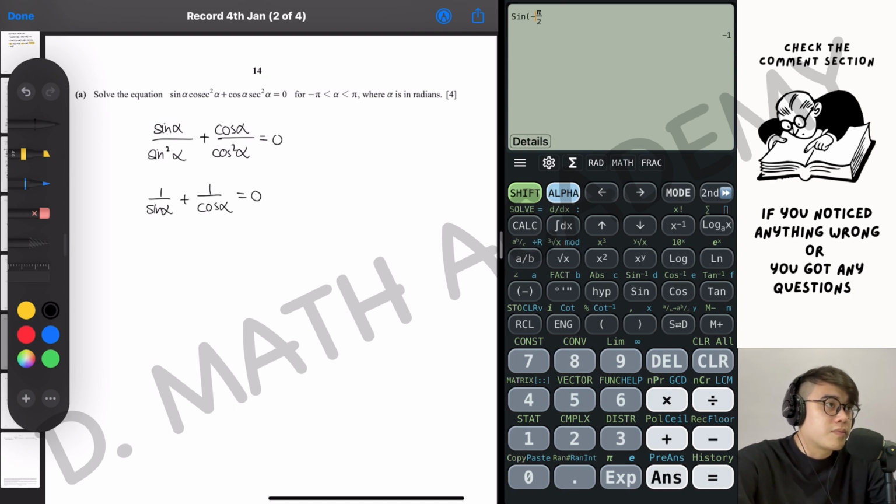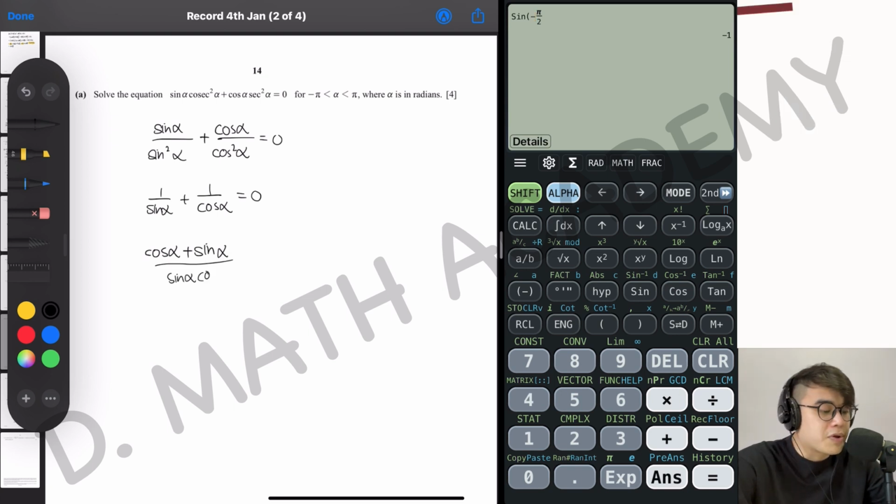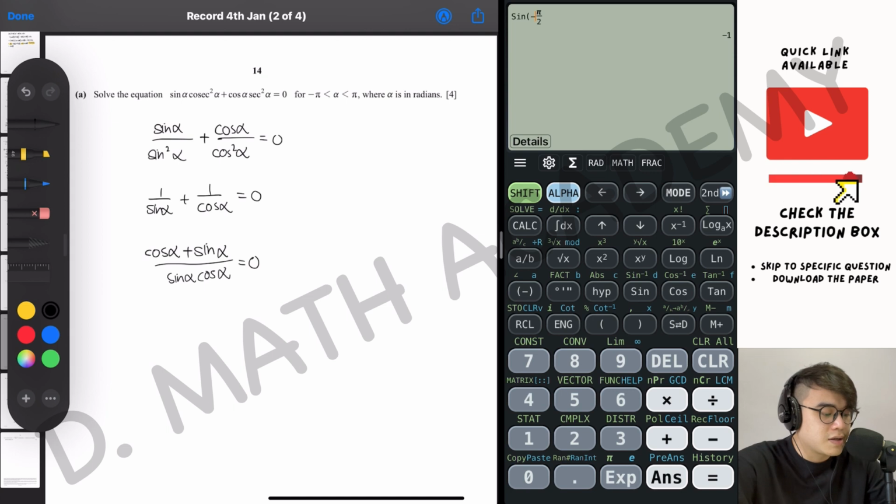Then from here, when you try to rearrange them and make the denominator the same, you will have this thing here. But because of 0 being on the other side, you will have this at the end of the day, because here multiply with 0 will still be 0. I transfer the cosine to the other side. Then sine over cosine will be negative 1. So sine over cosine is actually tangent.